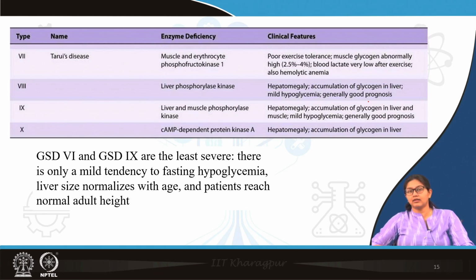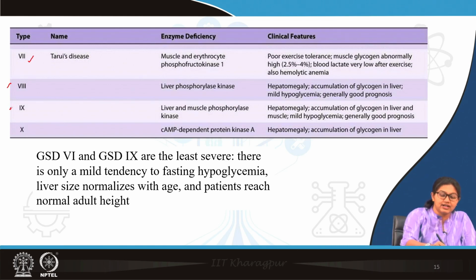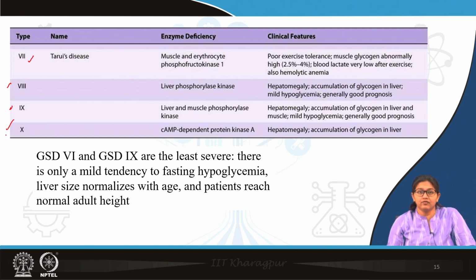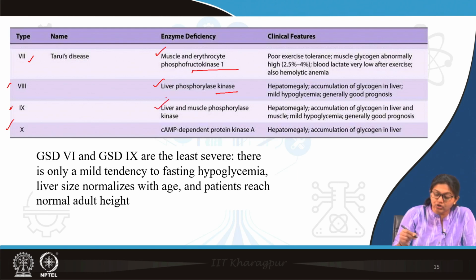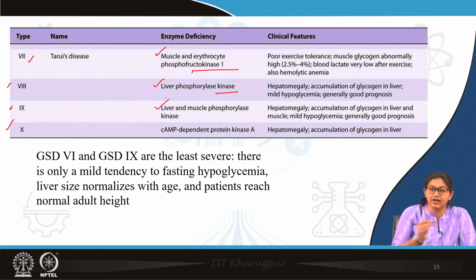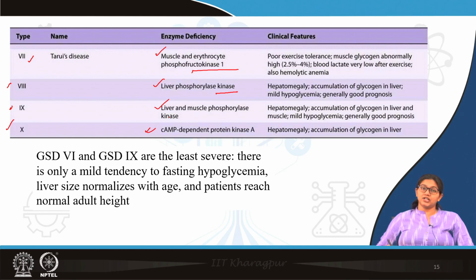Next, the other glycogen storage disorders like type 7, 8, 9, 10, if you remember the enzymes, that is enough. In type 7, muscle and RBC phosphofructokinase is affected. Then in type 8, liver phosphorylase kinase is affected. In type 9, both isoforms of phosphorylase kinase present in liver and muscle are affected. And finally type 10, where cyclic AMP dependent protein kinase A, if you remember, which is the important regulating enzyme of glycogenesis and glycogenolysis, is affected.